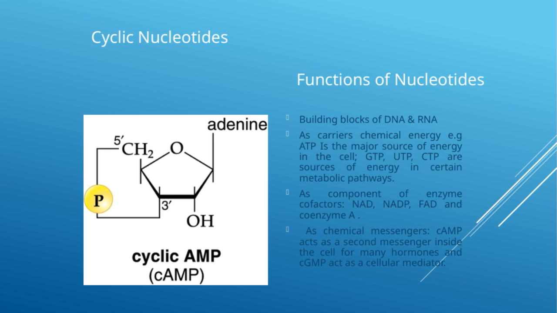In addition, nucleotides are key components of enzyme cofactors, such as NAD, NADP, FAD, and coenzyme A. These cofactors are essential for numerous enzymatic reactions, especially those involved in metabolism and energy production. Furthermore, nucleotides act as chemical messengers. For instance, cAMP functions as a second messenger inside the cell, transmitting signals from hormones and other signaling molecules to elicit specific cellular responses. Similarly, cGMP acts as a cellular mediator, modulating processes like vasodilation and sensory transduction.